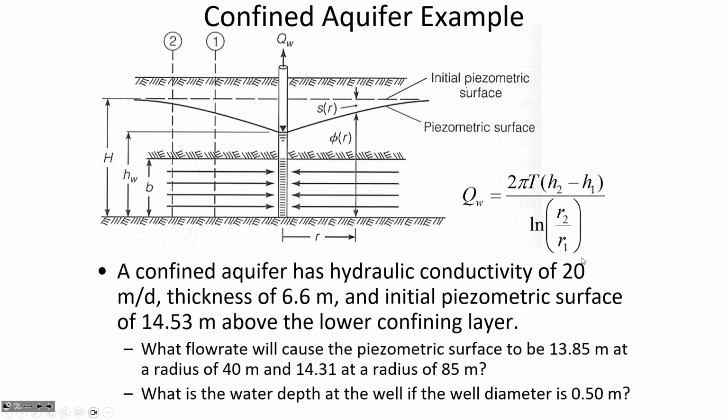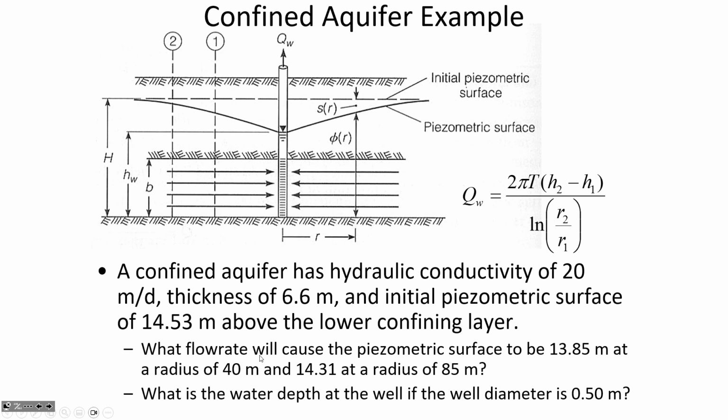Okay, and what we know is that the initial piezometric surface is 14.3 meters above the lower confining layer. So this is 6.6, and before pumping occurs, the water level is from the bottom up to the water surface, 14.53. So that's capital H. That's telling us capital H is 14.53 meters.